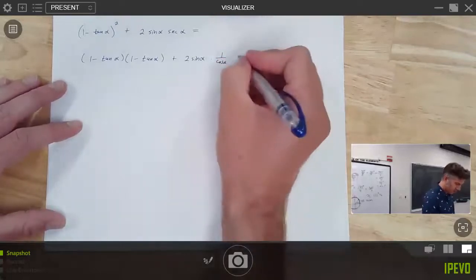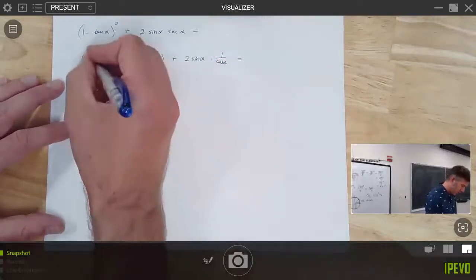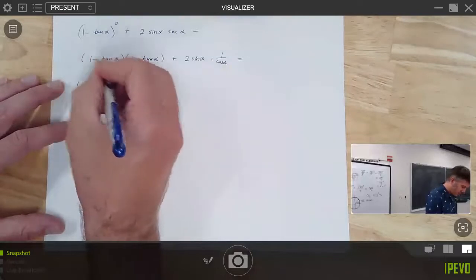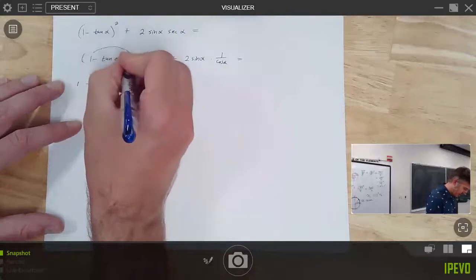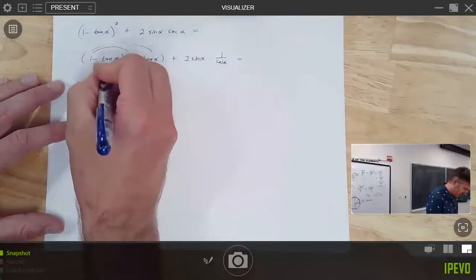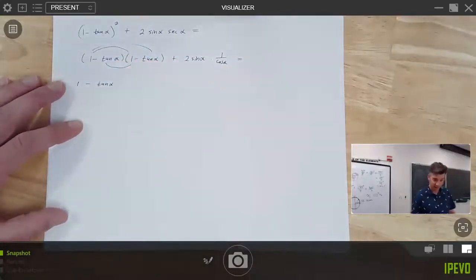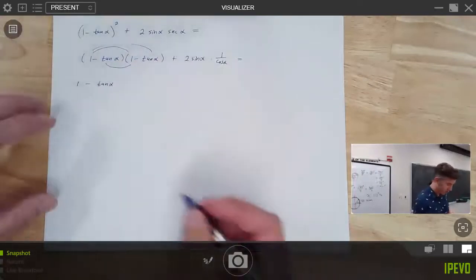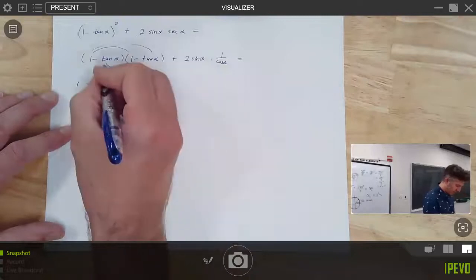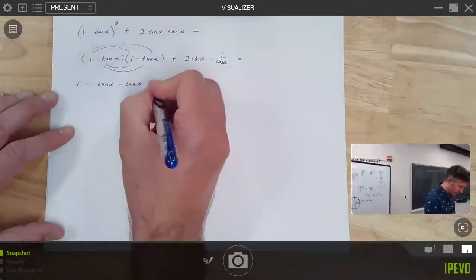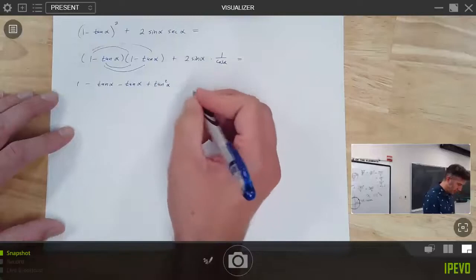Okay. So then 1 times 1 is 1. 1 times negative tangent is negative tangent. And then negative tangent times 1 is going to give me another negative tangent. So I could just say I have negative 2 tangents, but I'll write it out this way first. And then finally, negative tangent times negative tangent is positive tangent squared of alpha.